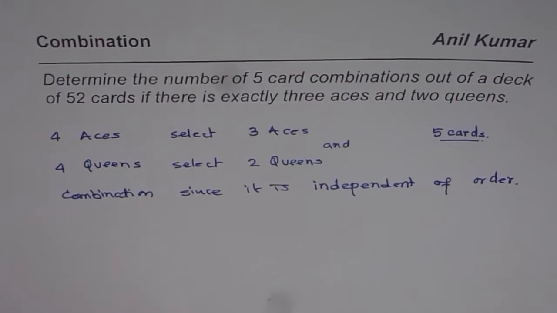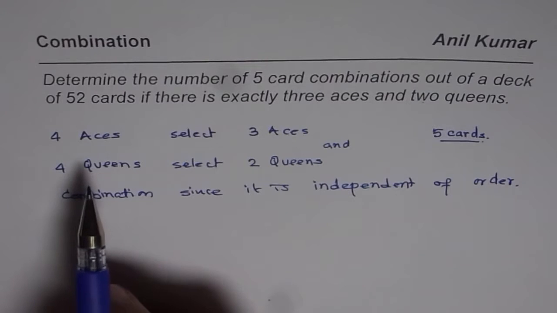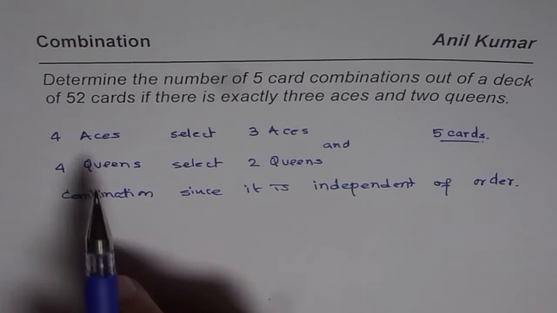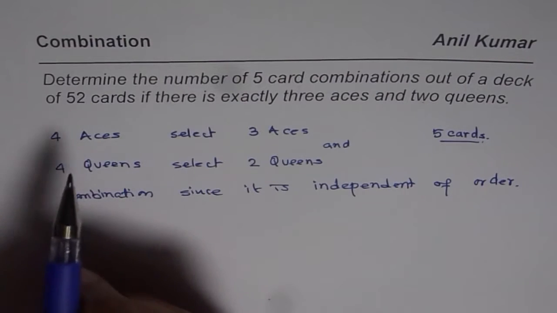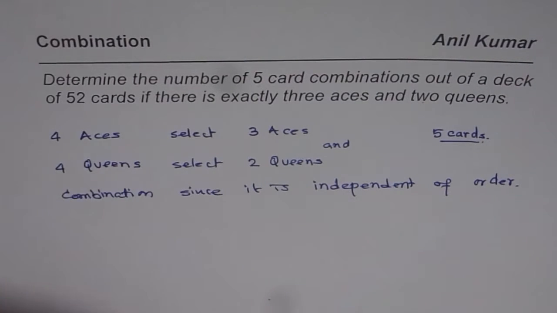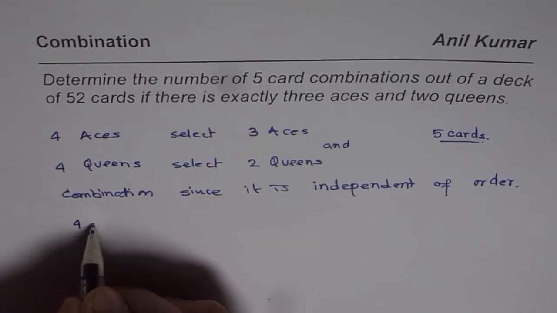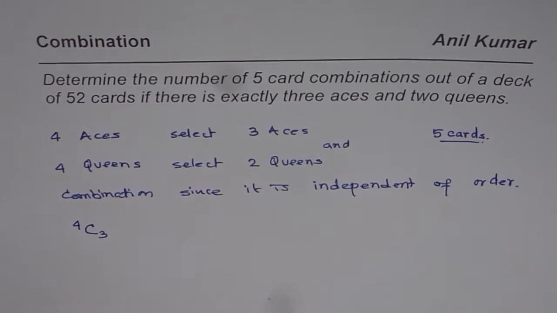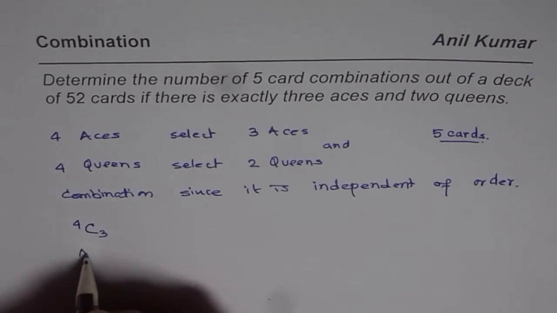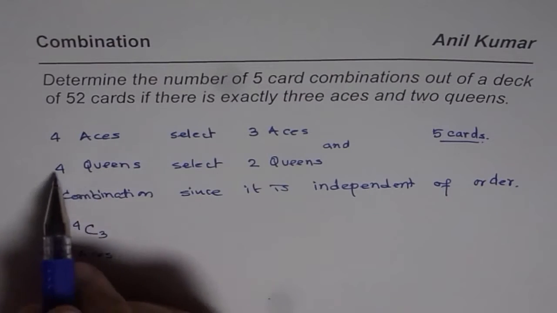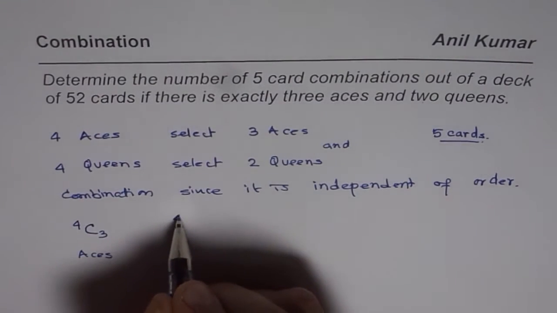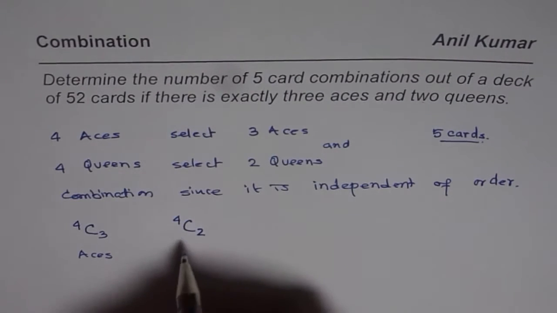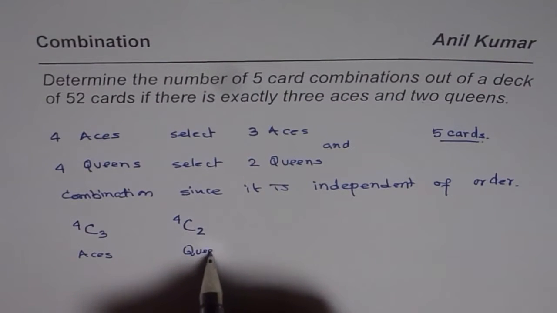Now, what are the combinations of getting 3 aces from 4? So we have in a game of cards, 52 cards with 4 aces. From 4 aces, we need to select 3. So that is the first combination, 4C3, for aces. Now in case of queens, from 4 queens, we need to make a selection of 2. So 4C2 is the number of combinations for the queens.